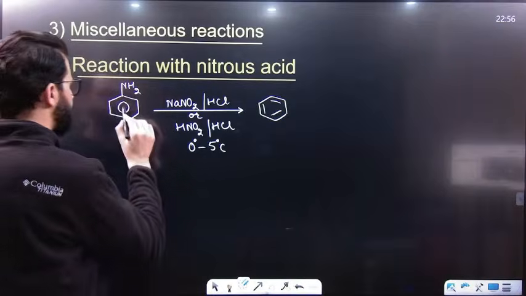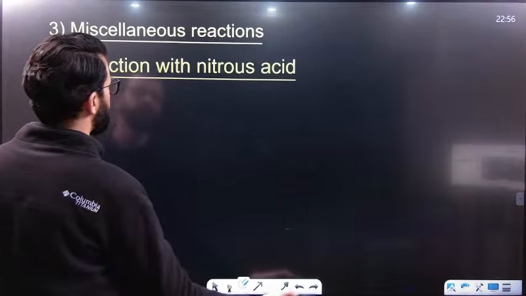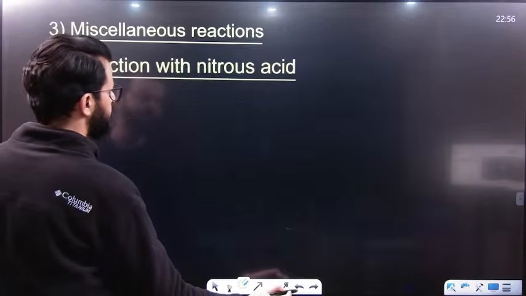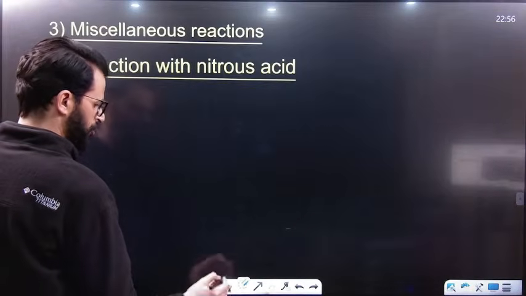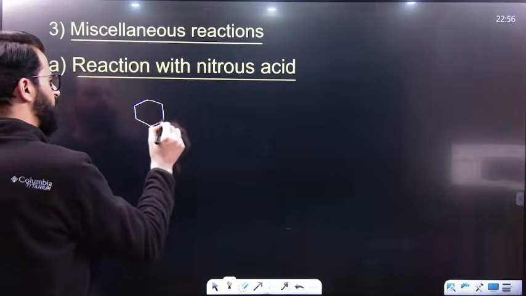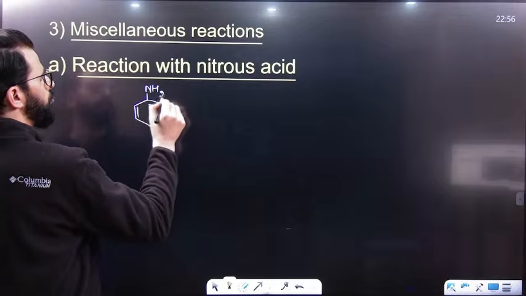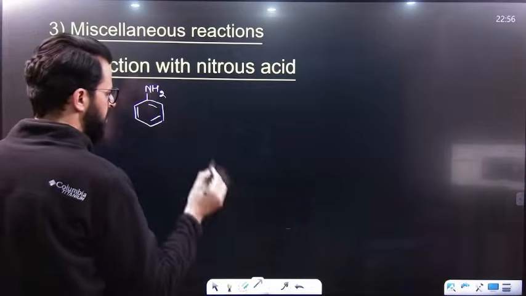Let me form this one. Okay, I will show this once again. Let me form the resonating structure of this aniline or aromatic primary amine. So first of all, I will show the aromatic primary amine reacting with.